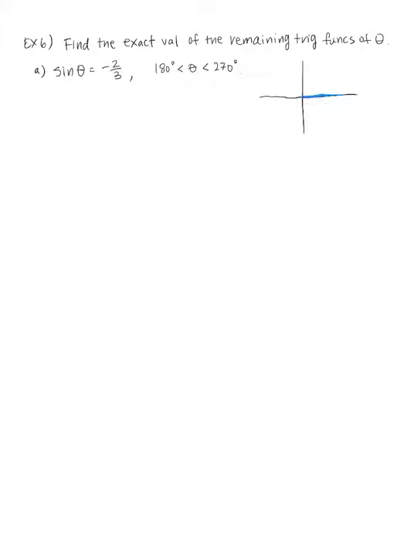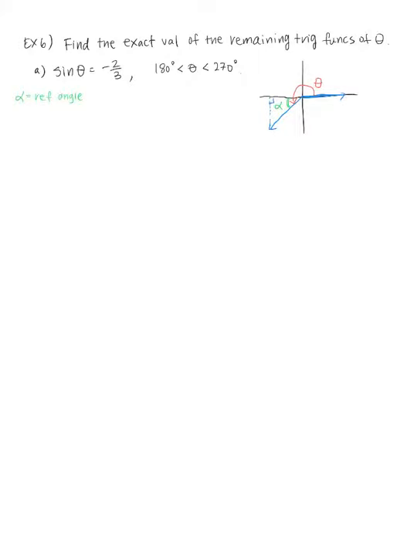So this is the initial side, and the terminal side has to be between 180 and 270, so it has to be in quadrant 3. So let me call this angle theta, and I'm going to change the color for the reference angle. Reference angle, I'm going to call that alpha. So I'm going to say let alpha be the reference angle. All right, so let me first draw the triangle and see what's going on here.